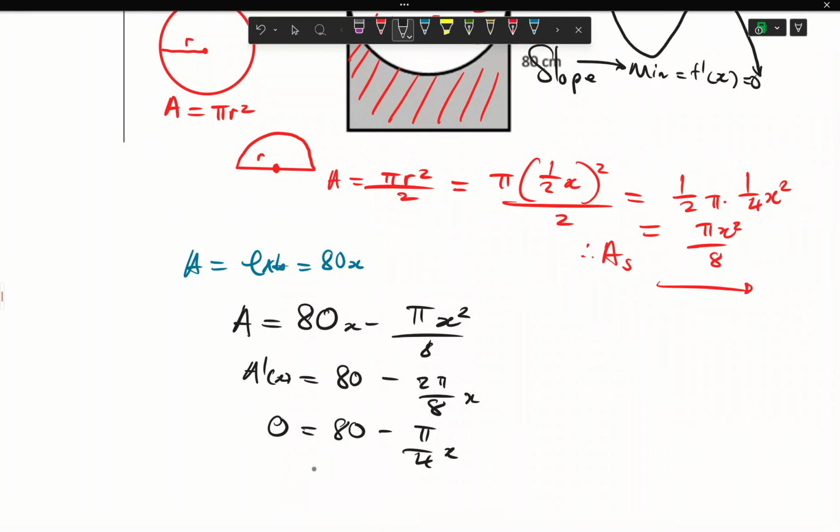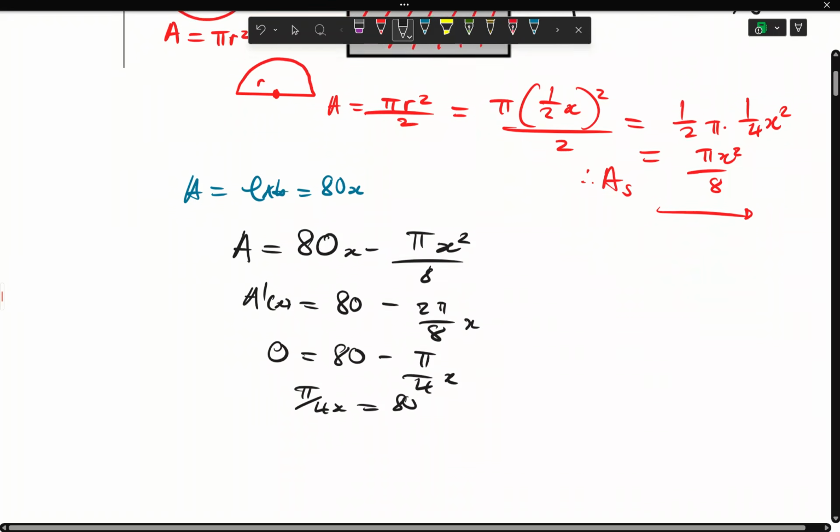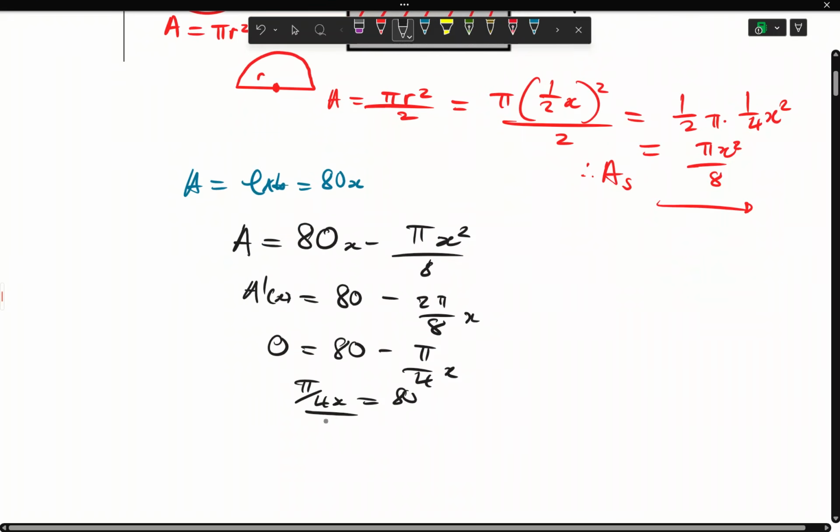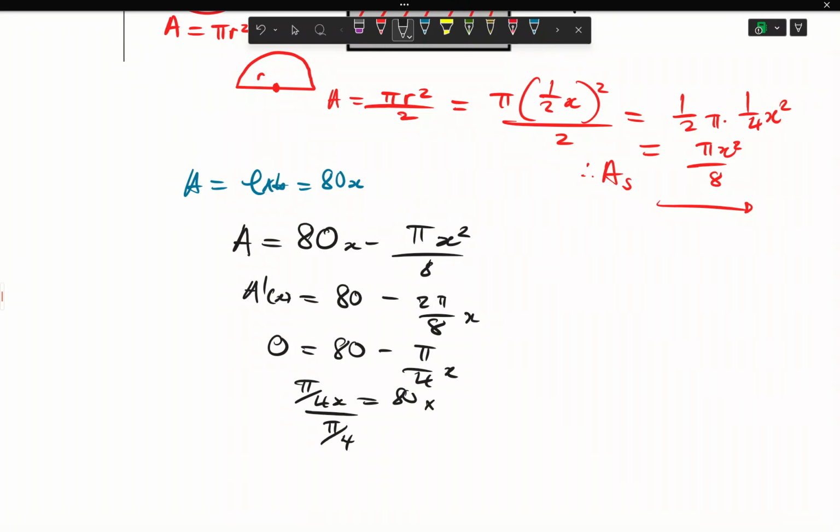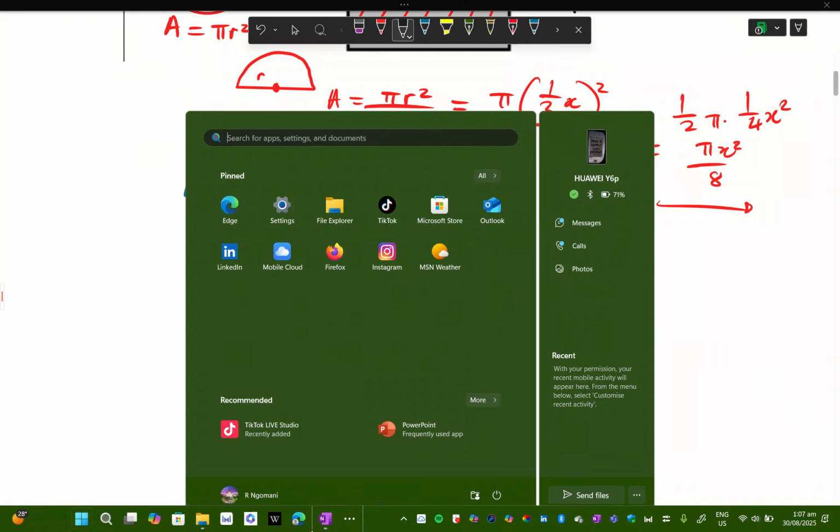To solve for x, you take this to your left, so you have pi all over 4 x equals 80. Now divide both sides by pi all over 4, which is the same as multiplying by 4 all over pi. The pi all over 4 cancels. So therefore, what is x?